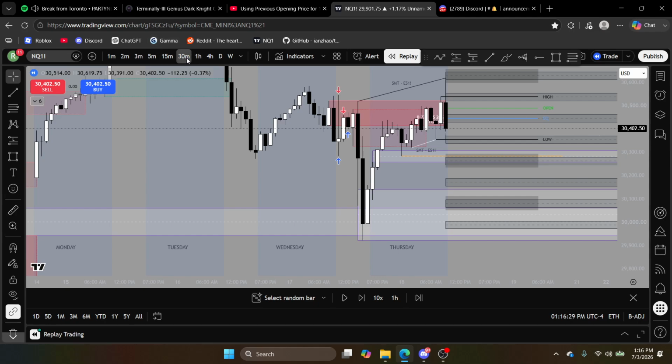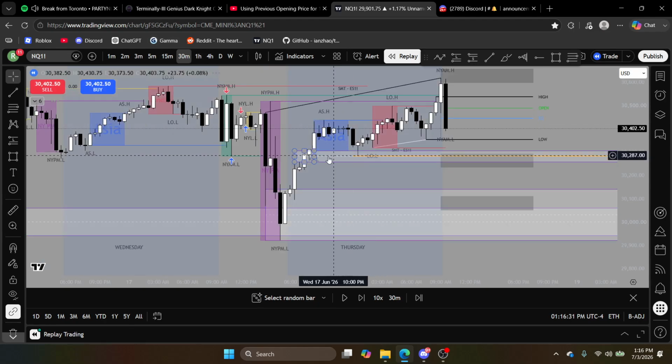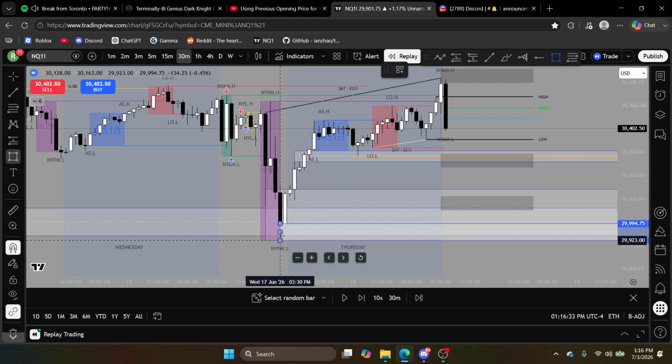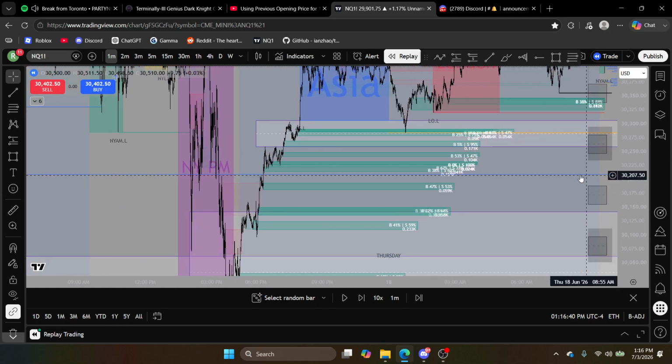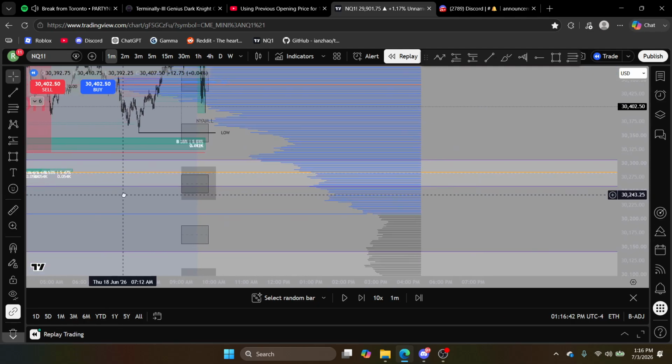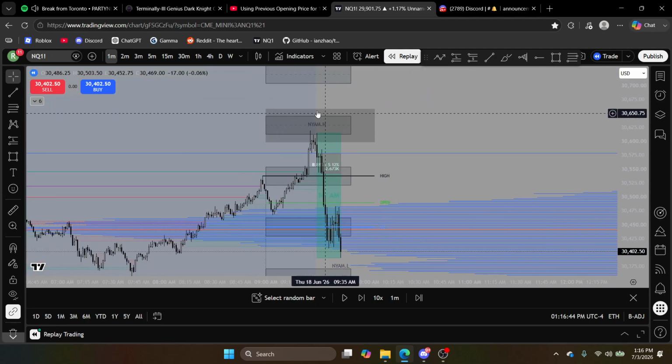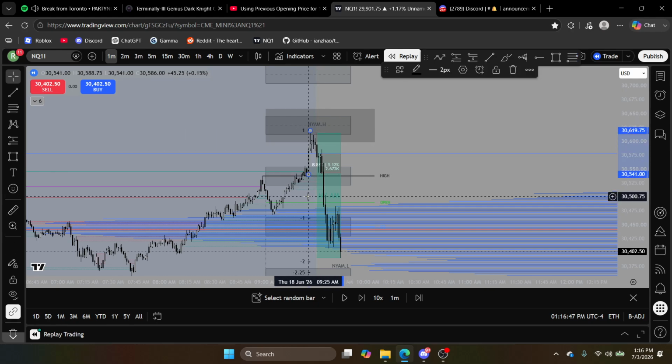Rejection block, fair value gap. 30-minute, what do I see? Nothing crazy. Just this. I'll see if we can end up getting an SMT down here, and if we do, then maybe we can just take this long right here. It's also inside of a low value node, but let's see.